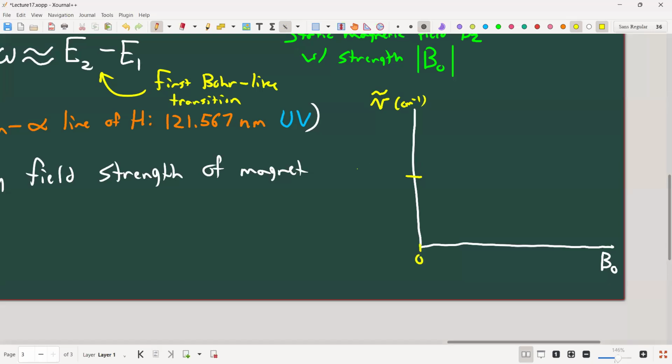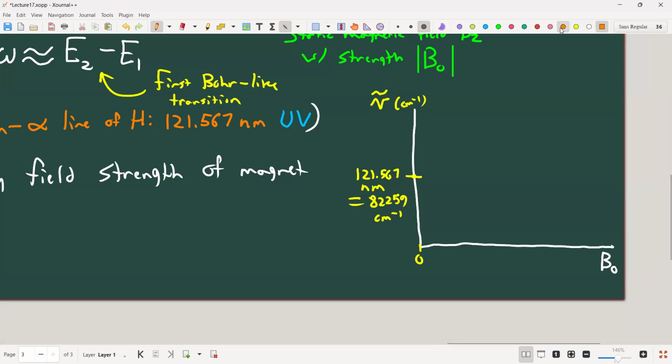At zero field strength, I see this at 121.567 nanometers, which I'll calculate really quickly in wave numbers for you, which is 82,259 inverse centimeters. Right. And so when you look at that line in your spectrometer at zero field, you just see one line. So there's just one point here.